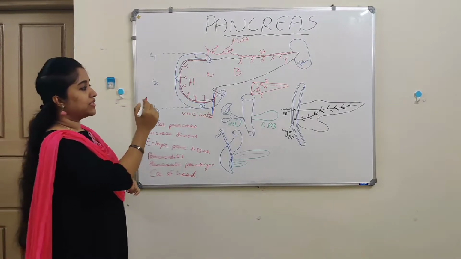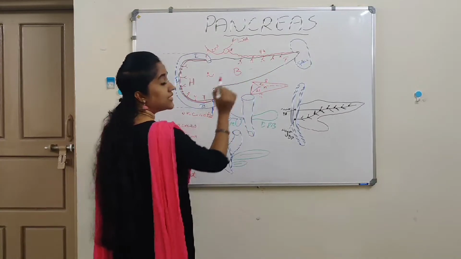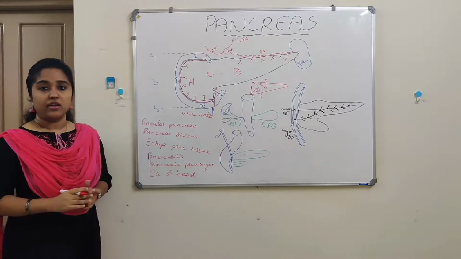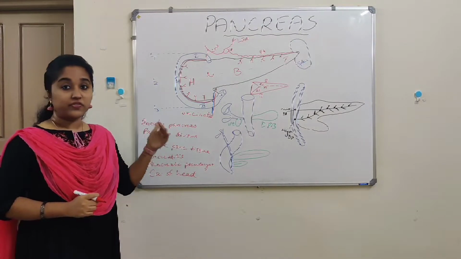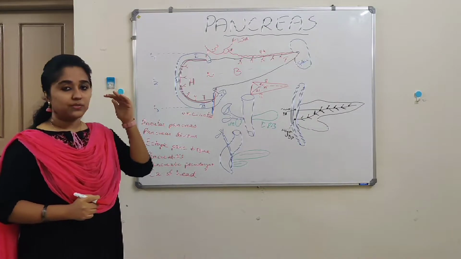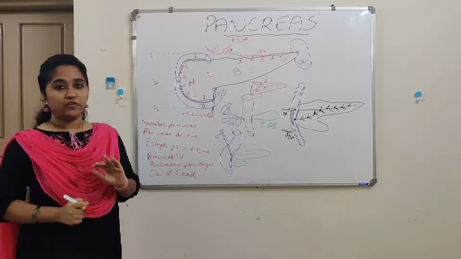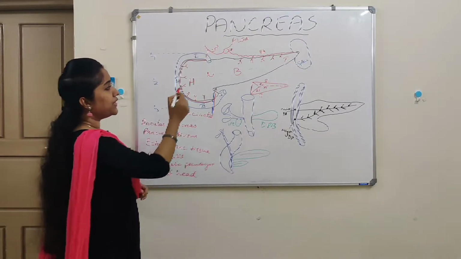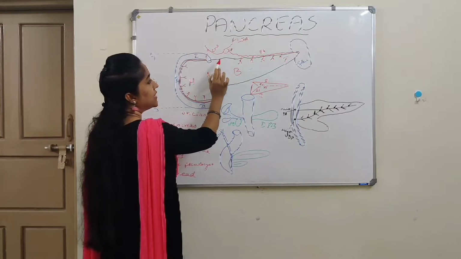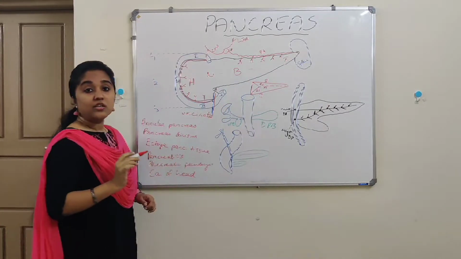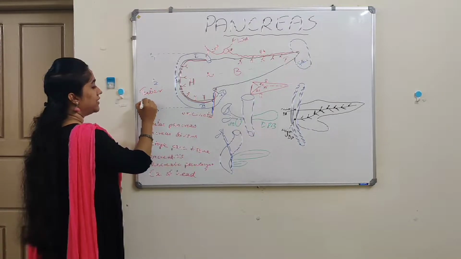The anterior margin is coming like here. The anterior margin is related to the transverse mesocolon. We have seen the transverse colon as the anterior relation of the head. So the transverse mesocolon is related to the anterior margin of the body of the pancreas. The superior margin, you can see the superior margin is here. On the superior margin, you can see a small elevation that is known as the tuber omentale.